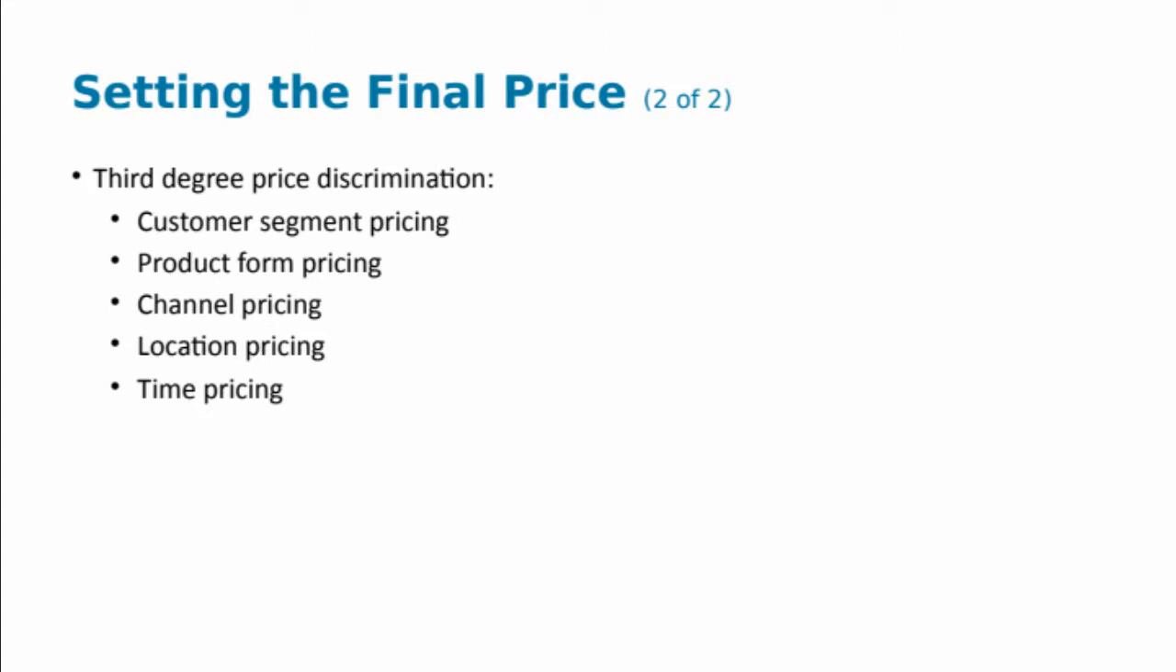Location pricing. The same product is priced differently at different locations, even though the cost of offering it is the same at all locations. Time pricing. Prices vary by season, day, or hour. Restaurants charge early bird customers less, and some hotels charge less on weekends.